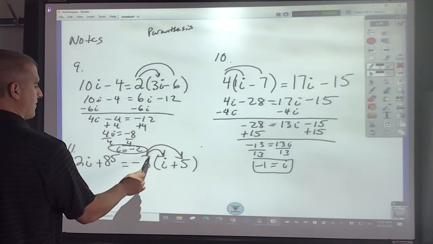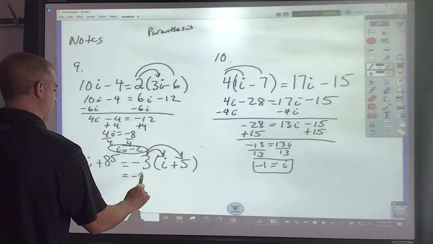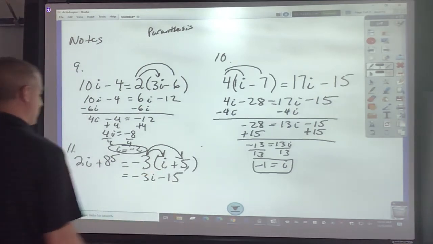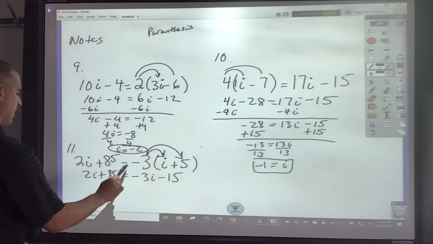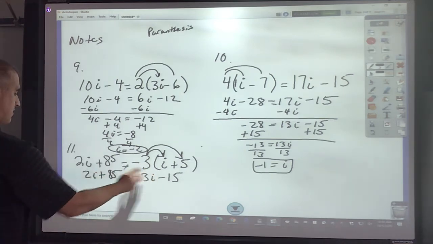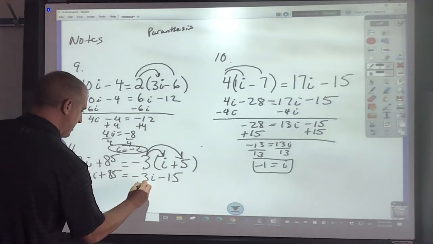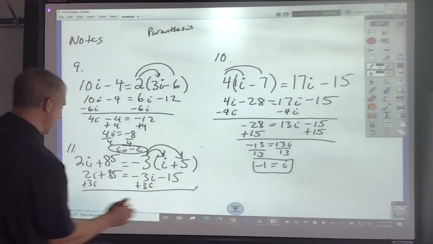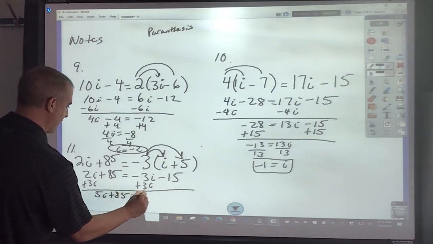Negative 3 times i is negative 3i. Negative 3 times 5 is negative 15. And then I got 2i plus 85 over here. Now, between the two i's to move, the one I'm probably going to move is this negative 3i. So I'd add 3i. That's going to be 5i plus 85 equals negative 15.